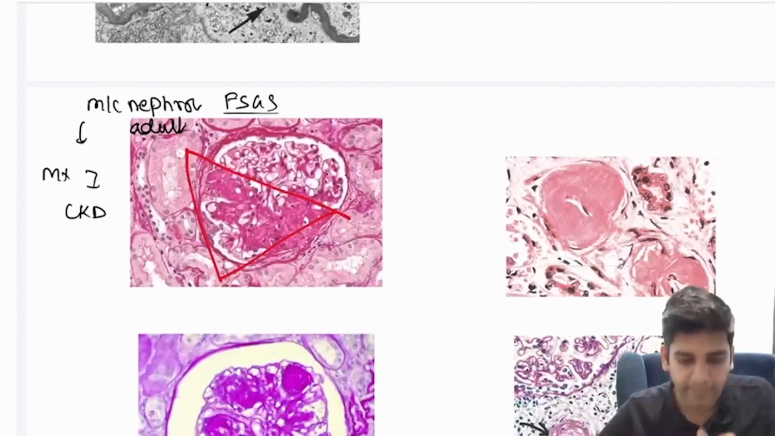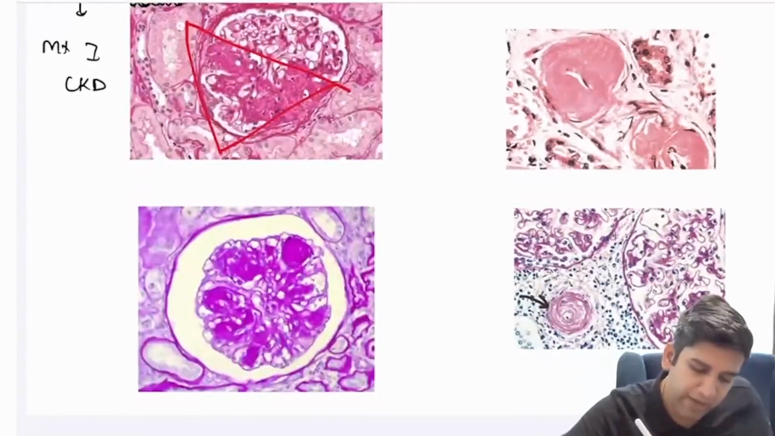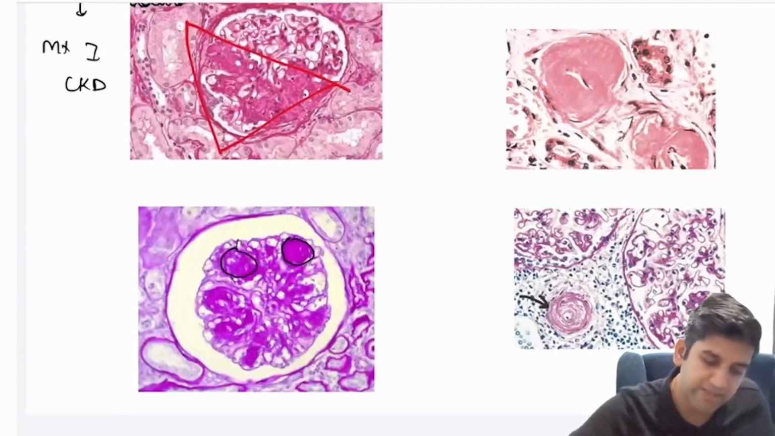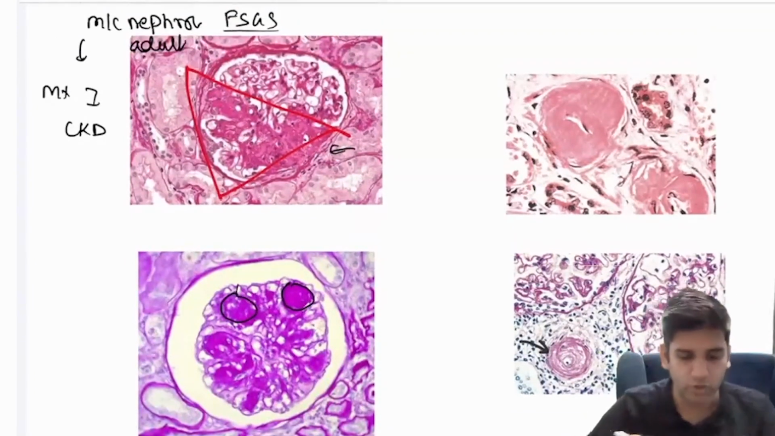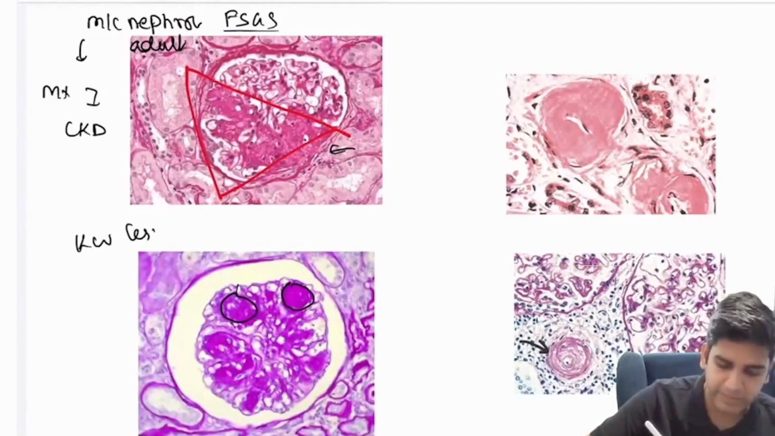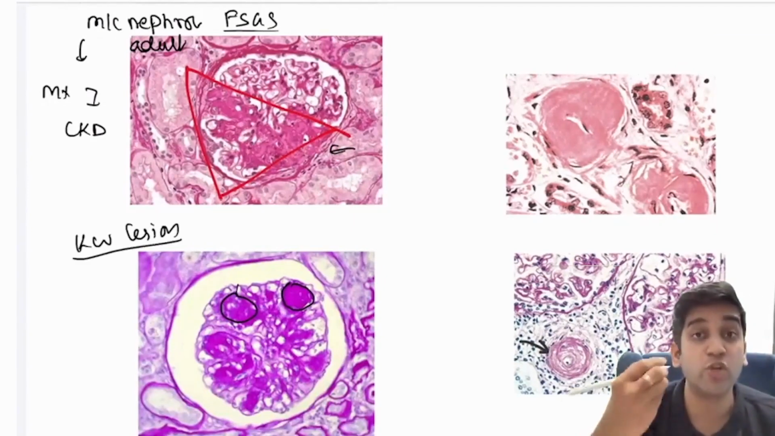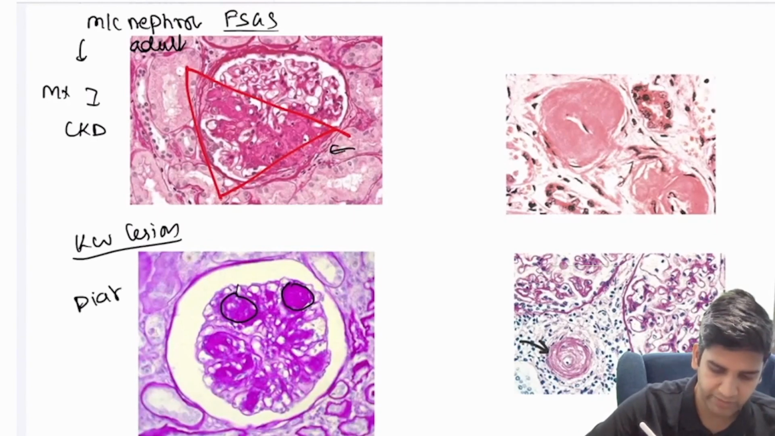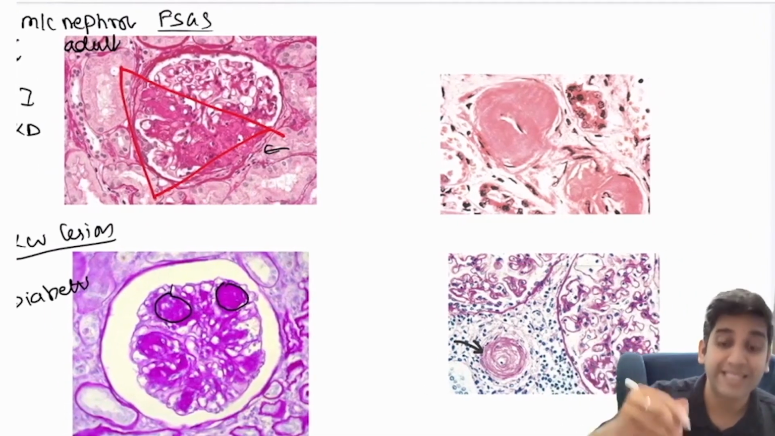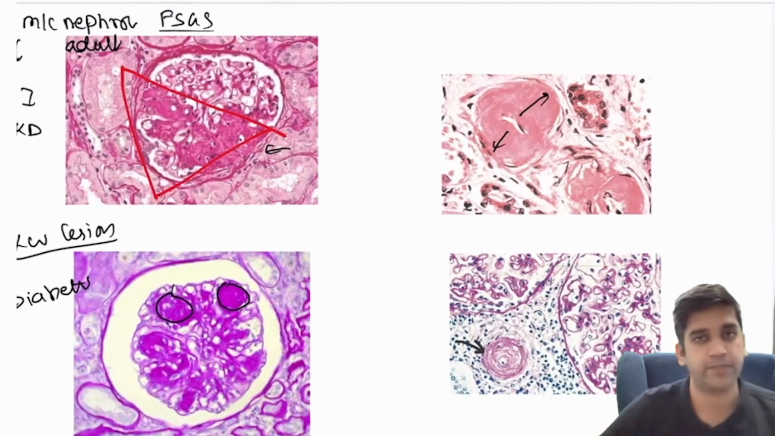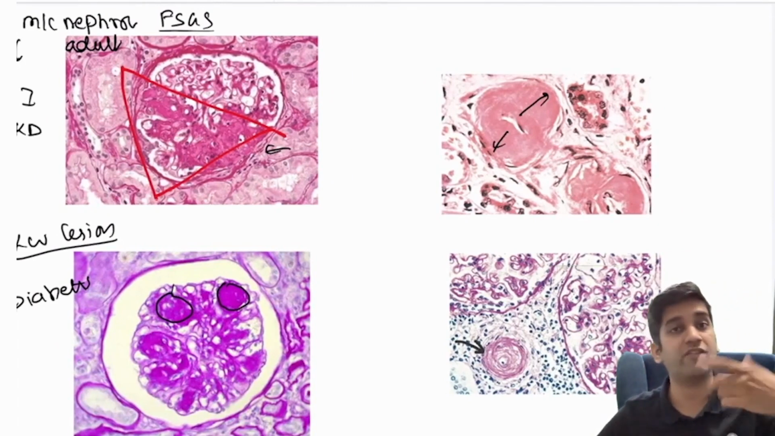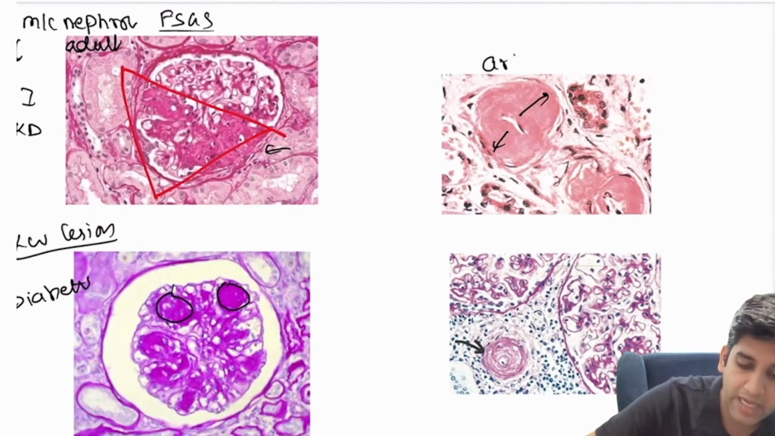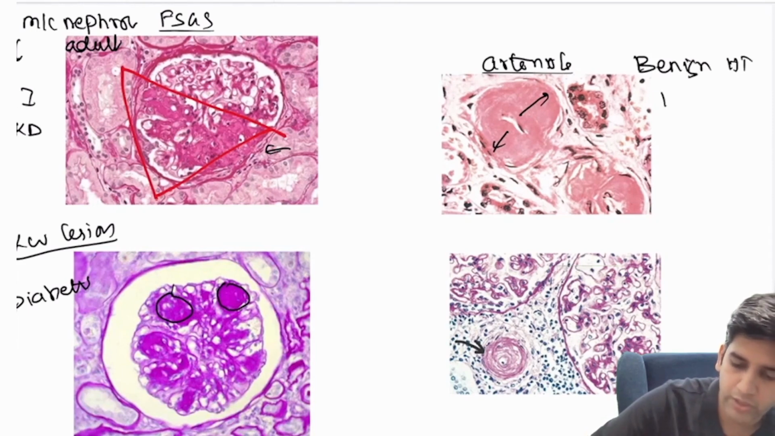It's a sclerosed kidney. At the same time, if you have nodules of sclerosis, see here, it is not nodules. Here are nodules. Nodules are your KW lesion, Kimmelstiel-Wilson lesion, nodular glomerulosclerosis. You see them as a specific finding for diabetes. The same pink you see in the wall of a vessel. It's not in the glomerulus. You see it in the wall of an arteriole, right? This is an arteriole, and you are seeing the wall. This is your benign hypertension or hyaline arteriolosclerosis, right?